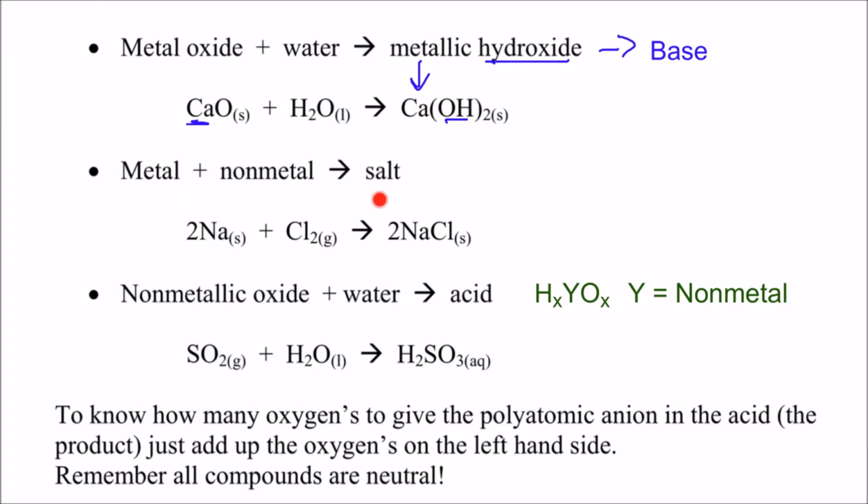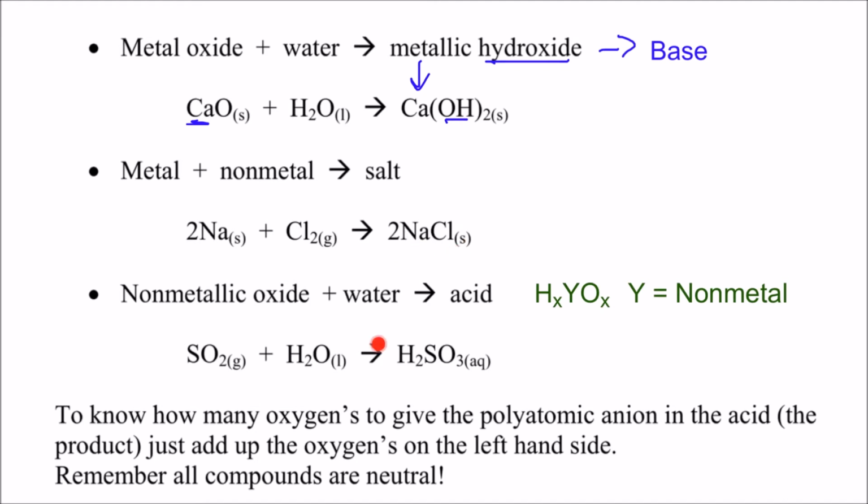Okay, now we've known this one for a long time. Okay, metal plus a nonmetal gives us a salt. We learned that back in bonding when we learned about ionic bonds. Things on the left-hand side of the periodic table, which are metals, plus things on the right-hand side of the periodic table, the nonmetals, always give us salts, and they have ionic bonds. So sodium plus chlorine gives us sodium chloride.